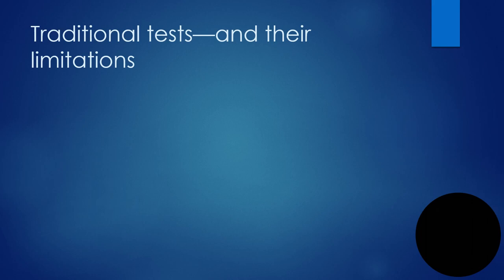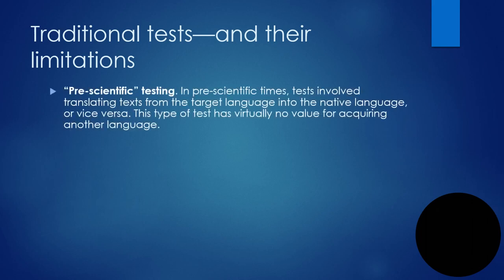What were some traditional tests and what were some of their limitations? Well, first of all, there was so-called pre-scientific testing. So this is basically grammar translation tests where basically the only test was having students translate either from the target language into their native language or vice versa. And again, this type of test is pretty much useless.